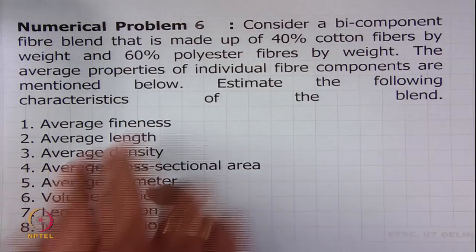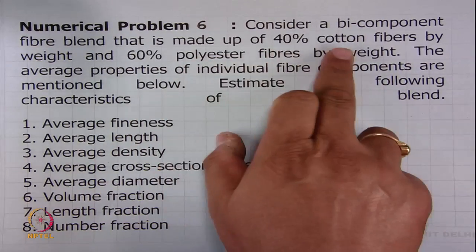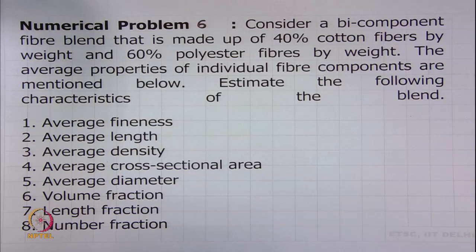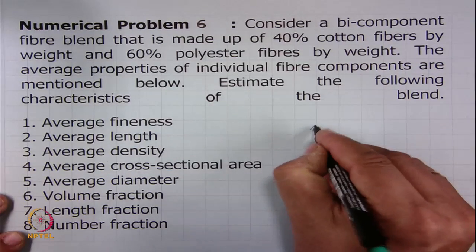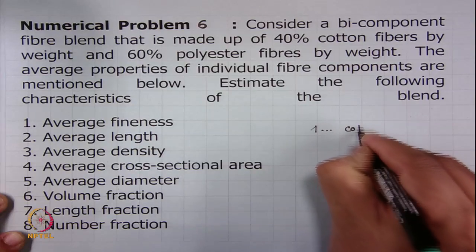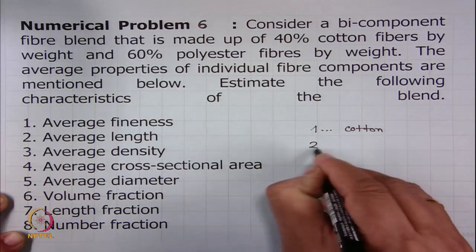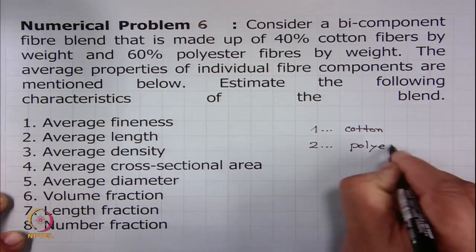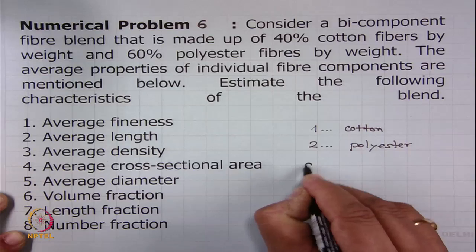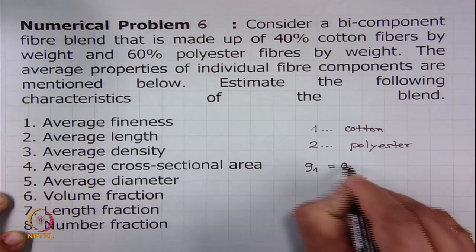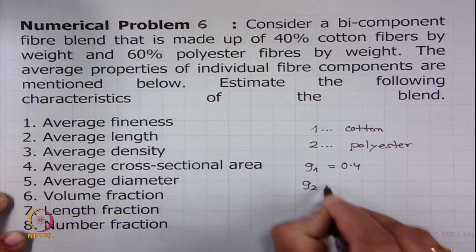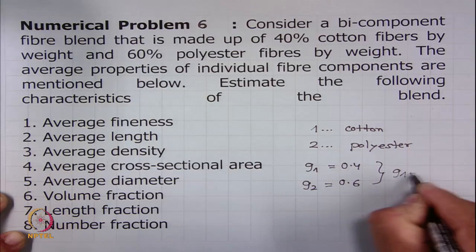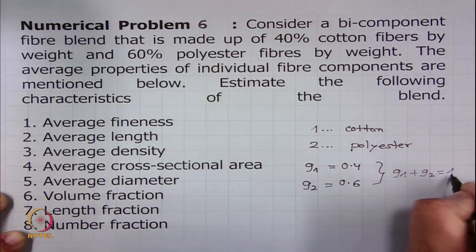So, it is a bicomponent fiber blend which consists of 40% cotton fibers by weight. If we consider 1 stands for cotton, 2 stands for polyester, then G1 is 0.4, G2 is 0.6. You see G1 plus G2 must be equal to 1 and it is 1.